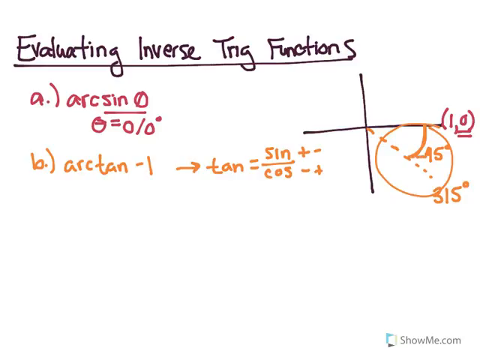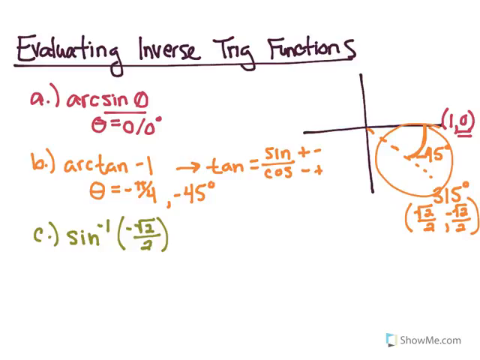Just to make sure that you understand this, at 315 degrees, that's where cosine is positive square root of 2 over 2 and sine is negative square root of 2 over 2. And when I divide them, I get negative 1. So that's where that negative 1 comes from. So I can say my answer in one of two ways. I can say that this happens at negative pi over 4 radians or negative 45 degrees.